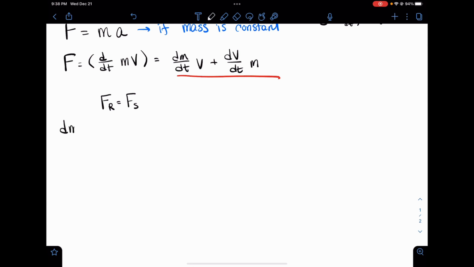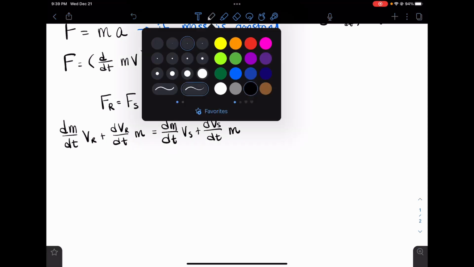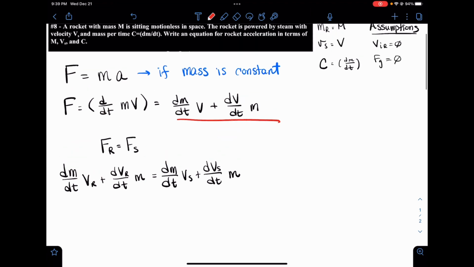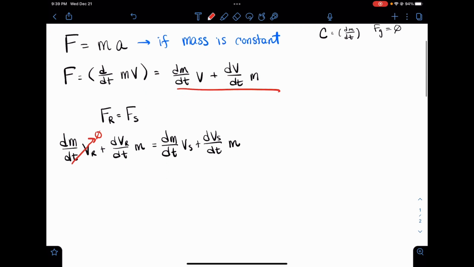We're going to have dm/dt times the velocity of the rocket, plus dv rocket over dt, times mass, equals dm/dt times v steam plus dv steam/dt times mass. The masses are all the same, and this is because it's the same system, right? It's just the mass of the rocket that's changing in every situation. So from here, we can analyze and simplify. So the velocity of the rocket at the beginning is 0. We know it starts at rest, so that component's going to go away.